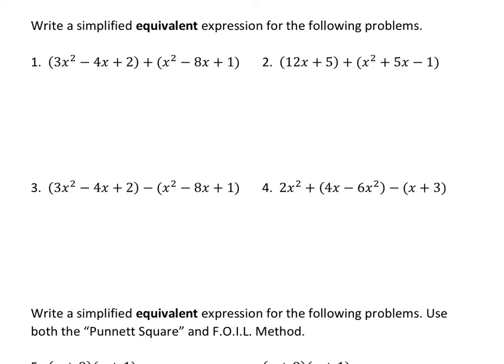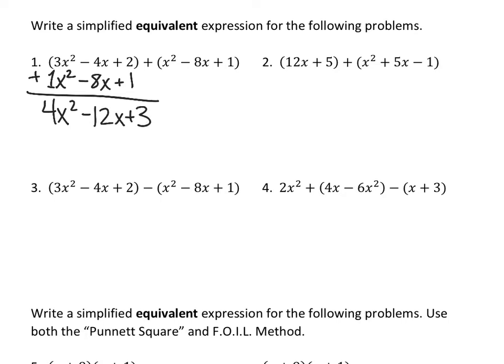So on number 1, you've got 3x squared minus 4x plus 2 plus x squared minus 8x plus 1. We're going to line up the things that are like. What do I write down underneath 3x squared? X squared. And for those of you who need a number in the front as a coefficient, what do I put there? 1. Okay. What do I write underneath negative 4x? Negative 8. And then underneath 2 is a 1. These are going to be adding. We should end up with 4x squared minus 12x plus 3.